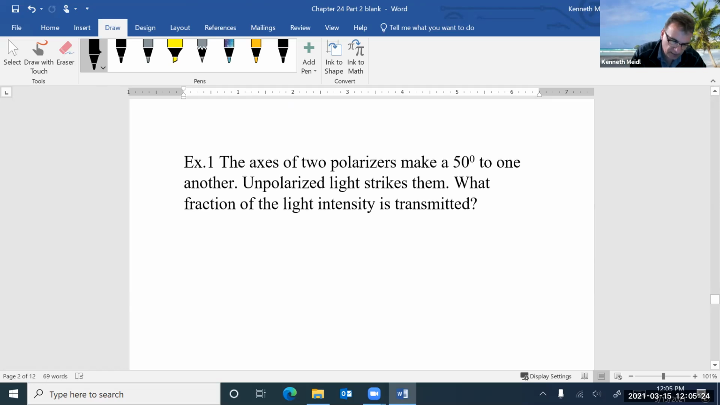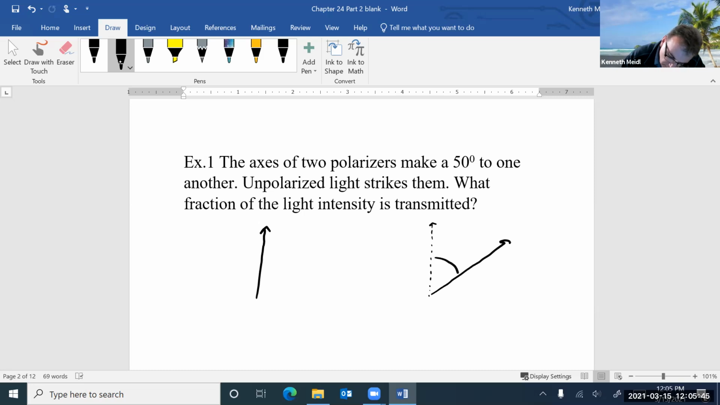Okay, so this is telling me something like this is happening here. The first polarizer is like this. It doesn't matter how you orient the first one. It just polarizes the light, because you really don't know in real life. And then your second polarizer is 50 degrees from the first one. You can think about this as being a little glass disc.